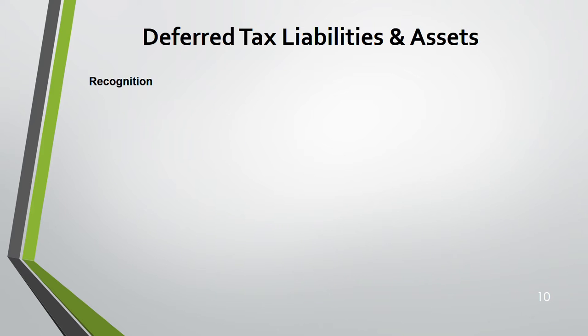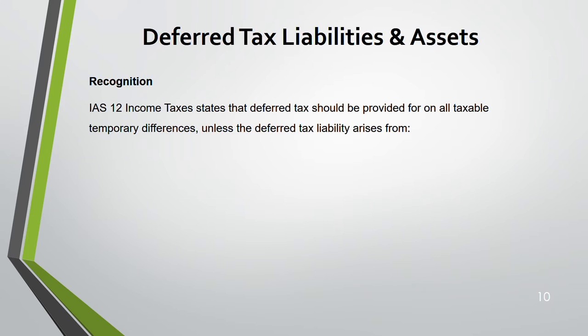So now we are moving towards deferred tax liabilities and assets. How do you recognize and how do you measure them? Okay, so first is recognition. When do you recognize it? IAS 12 says deferred tax should be recognized for all taxable temporary difference, unless there are exceptions where you should not recognize deferred tax. What are those situations?